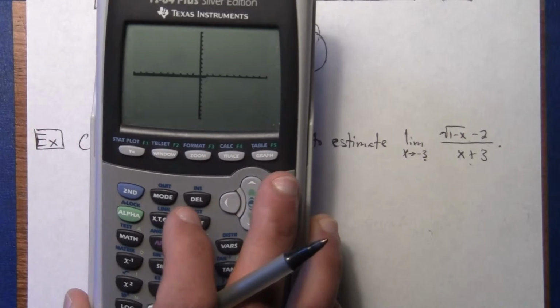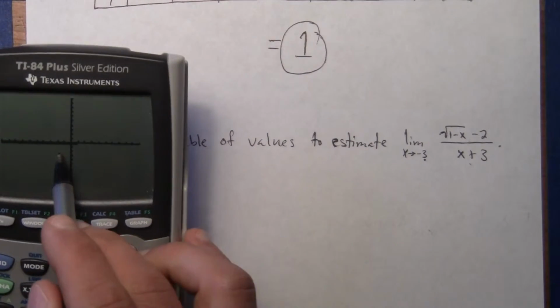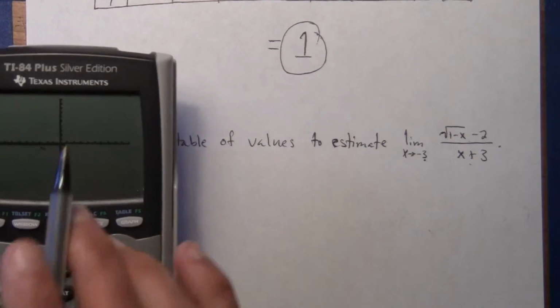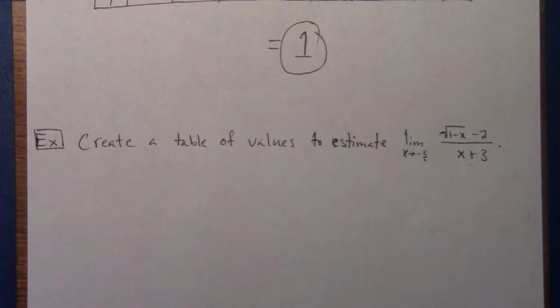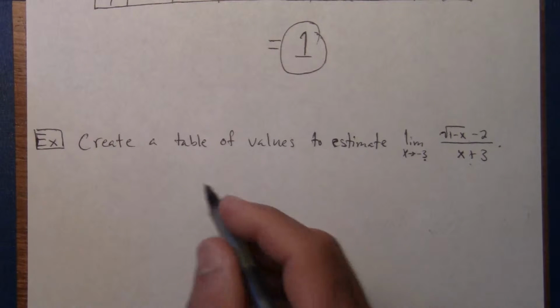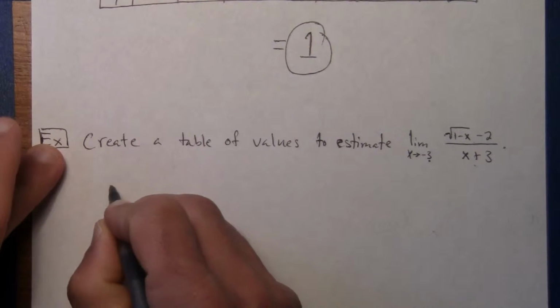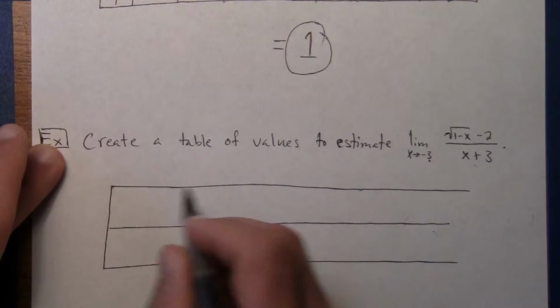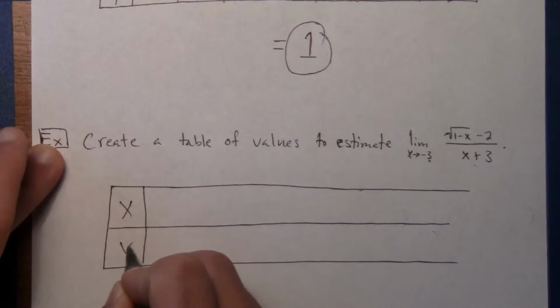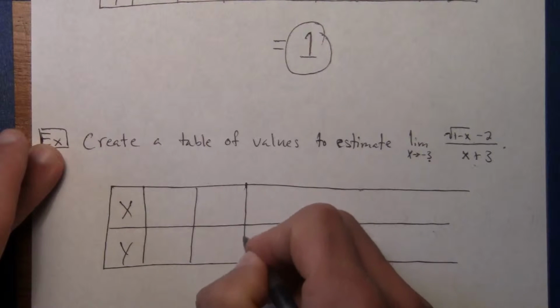Looking at this doesn't look all that helpful. Looks like here at -3 it approaches something, but it's kind of hard to see it. I could easily zoom in on it, but I'm not going to do that. I'm going to go ahead and make the table since they want me to do that anyway. So let's go ahead and draw out our table. And we've got x and y. Again, give yourself 7 columns here.